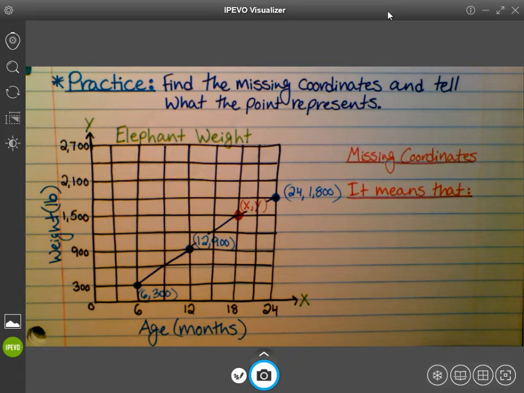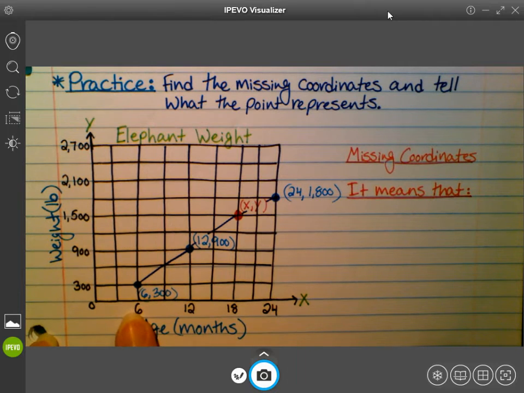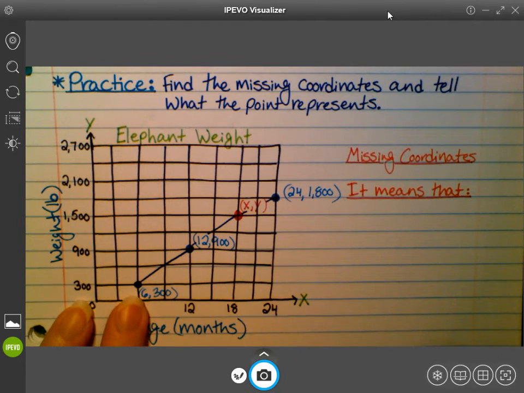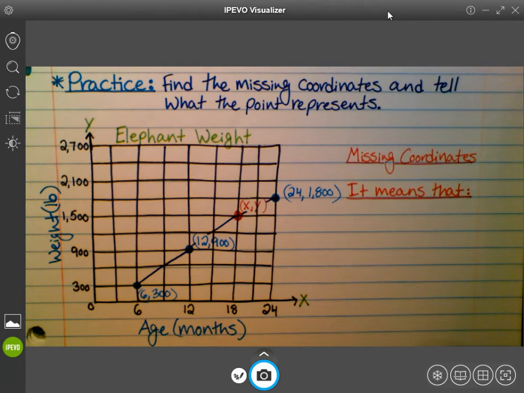All right. So let's get back to our problem. We said the x-axis represents the age in months, the y-axis represents the weight in pounds. So fifth grade, if we look at this first point, the 6 at 300, what does that point tell us then? Raise your hand. What does that point tell us? 6 and 300. Turn and talk with the person next to you. What does that point tell us? Yep, turn and talk. What does it mean?